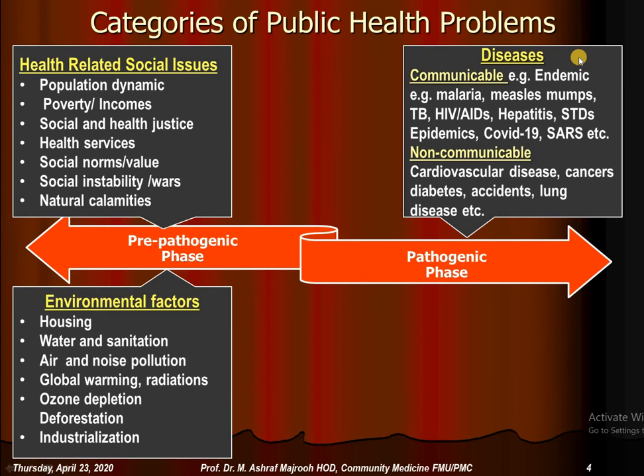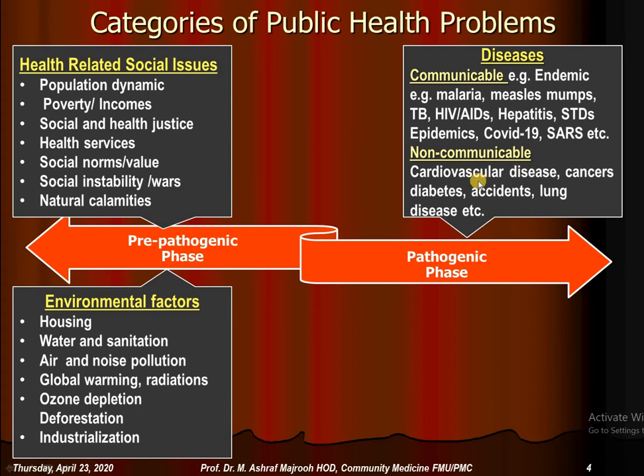and specific syndromes, clinical expression of the disease occur, and this is in the form of communicable diseases like endemic diseases, malaria, measles, mumps, tuberculosis, HIV/AIDS, hepatitis, sexually transmitted diseases, epidemics like COVID-19, SARS, Middle East respiratory syndrome and influenza. All these are the public health emergencies, which are the communicable diseases.